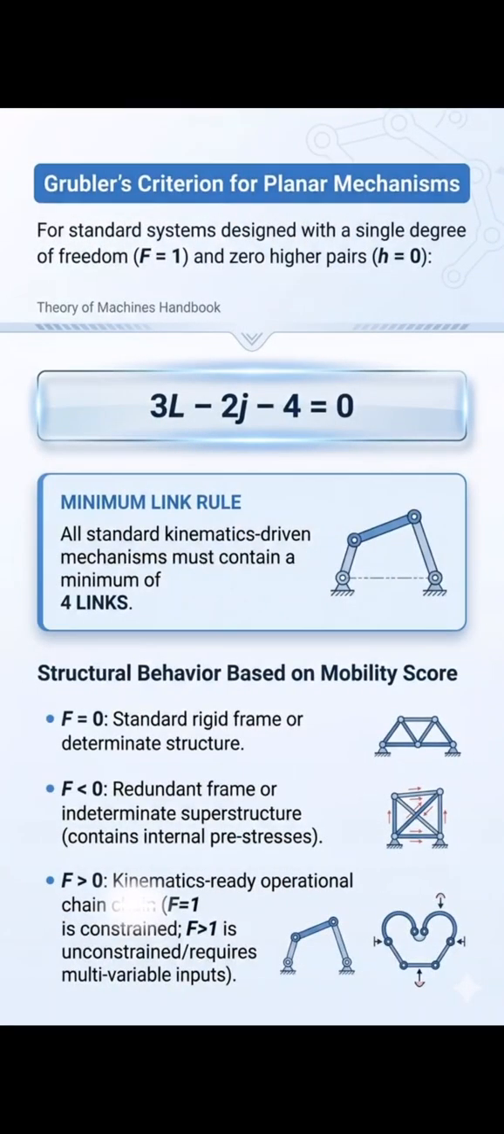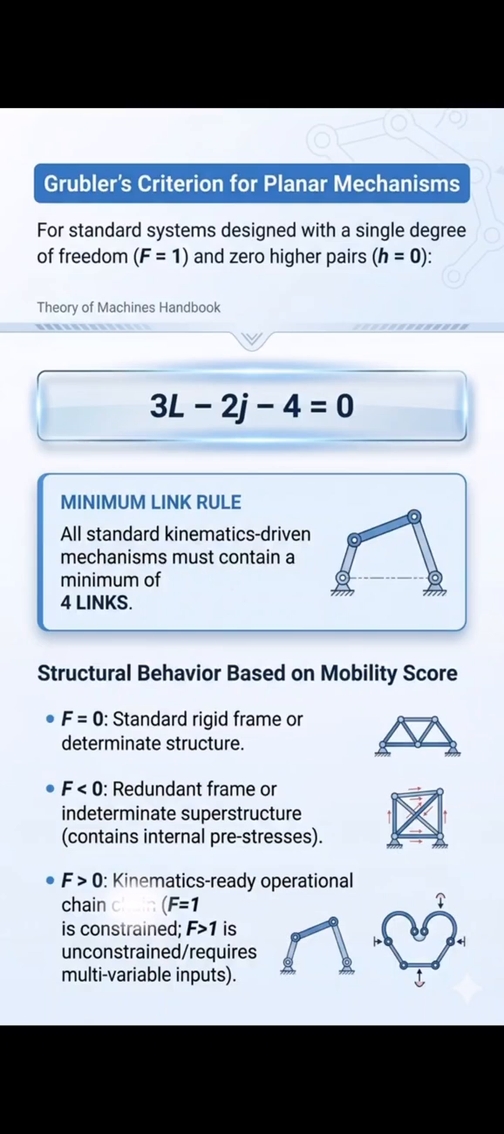Grübler criterion for a planar mechanism: for a standard system design with a single degree of freedom, F equal to 1, and 0 higher pairs, H equal to 0, 3L minus 2J minus 4 is equal to 0. Minimum link rule: all standard kinematic driven mechanisms must contain a minimum of 4 links.